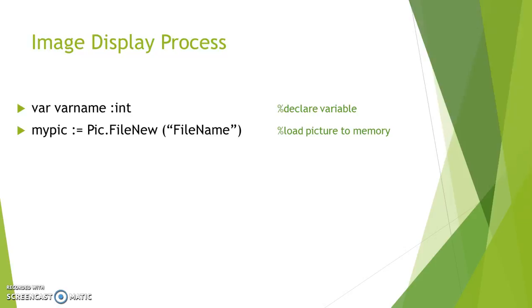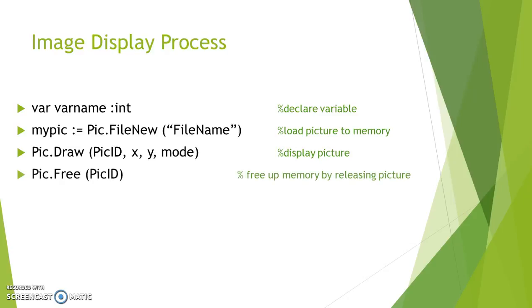All right. Really, I'm more concerned with just making sure we know how to display the images. So the commands are as shown here. We need to, as usual, declare the variable. And we need to import or load the picture to memory before we display it on the screen. And so these are the commands here. If your mode is irrelevant, you can just use a 0 for it.